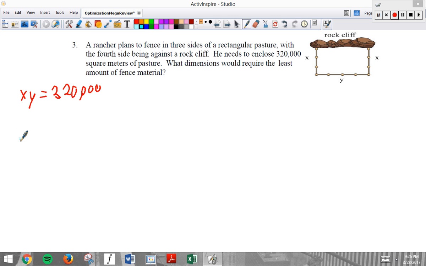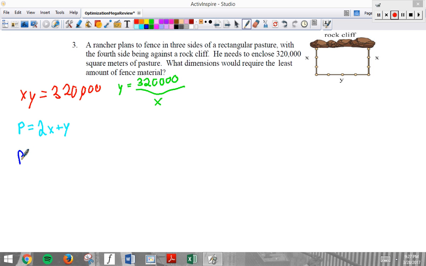And what dimensions would require the least amount of fencing material? It's a perimeter thing, so I'll just call it P. It'll be 2x plus y. They're both pretty easy to solve for, and pretty easy to plug in. Y is a bit easier, it's not multiplied by anything. Y equals 320,000 over, I'm so sorry for that, x.